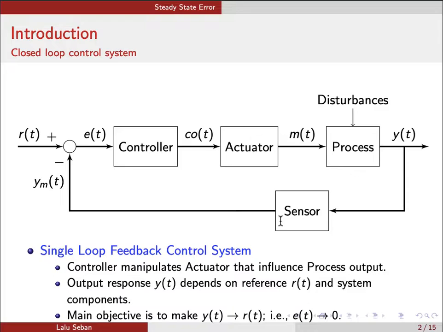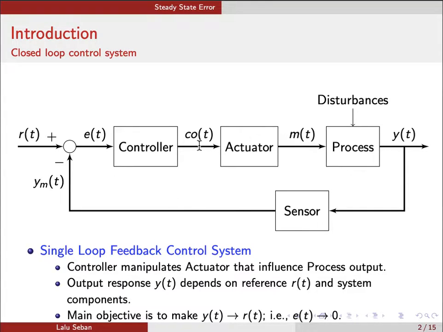In that particular case, when the dynamics of the feedback part is unity, the measured output Y_M will be equal to the process output. Now another important signal is the error signal. It is represented by the notation E. That is the difference between the reference signal and the measured output. So the error is equal to reference minus measured output.